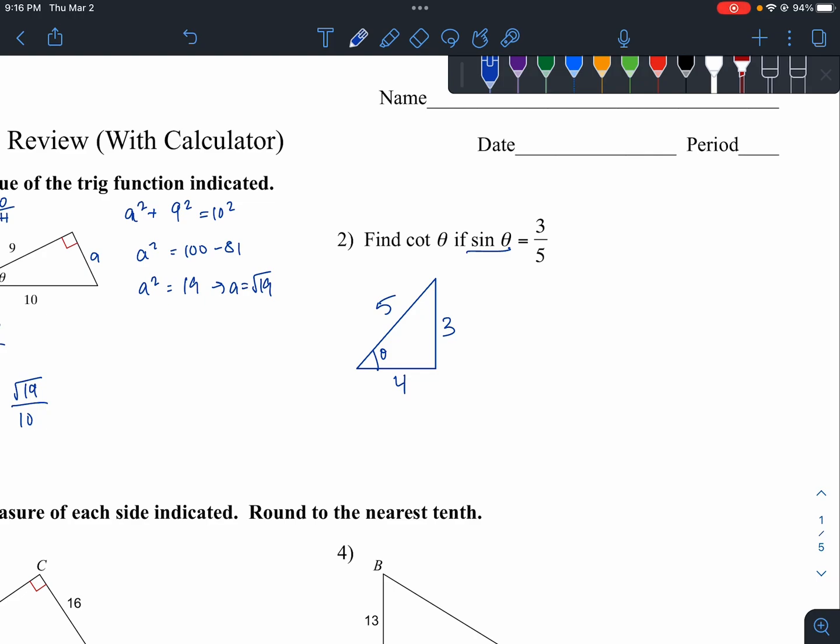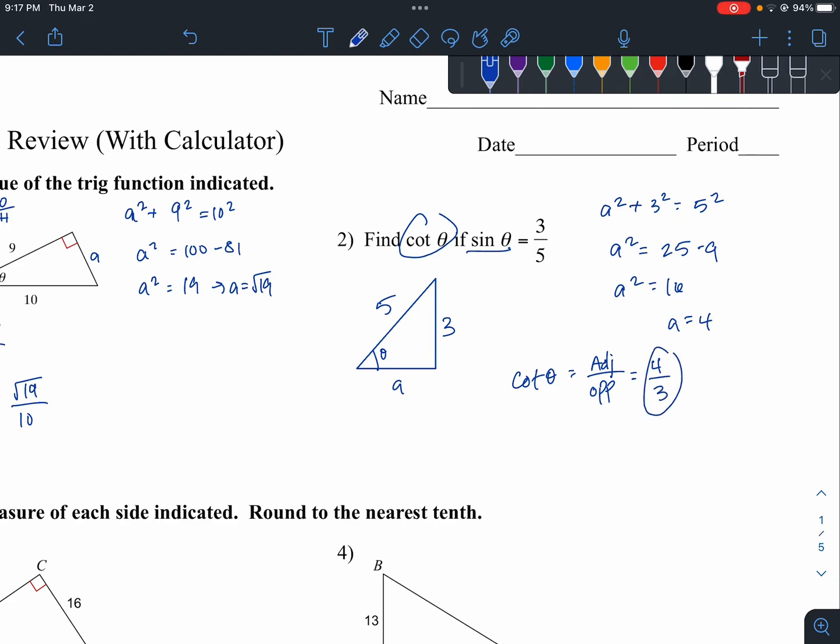But if you don't know that, then we'll just use the Pythagorean theorem. Call this a, so a squared plus 3 squared is equal to 5 squared, which is equal to 25. So a squared is going to be equal to 25 minus 9. So a squared is going to be equal to 16. Take the square root, so a is going to be equal to 4. Okay, so if that's the case, then cotangent of theta, cotangent is equal to the adjacent side divided by the opposite side, which is going to be equal to 4 over 3. So there you go.